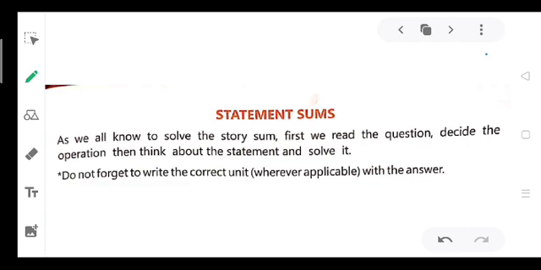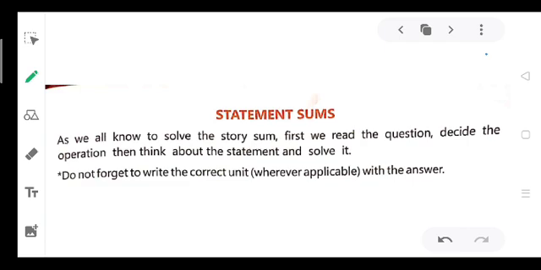Third is, then think about the statement and solve it. Third step is, then you will think about the statement, which reasonable, meaningful and short statement I have to write in this, because we will not write the full question as a statement. We will select the meaningful sentences and then we make the statement. Fourth step, we will do the solution. If addition is there, we will add it. If subtraction is there, we will subtract it.